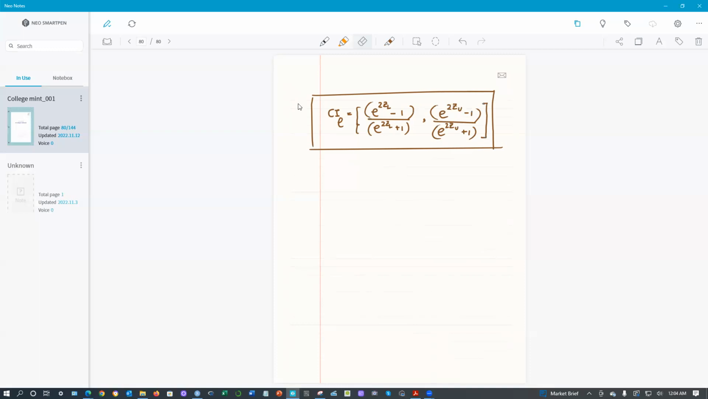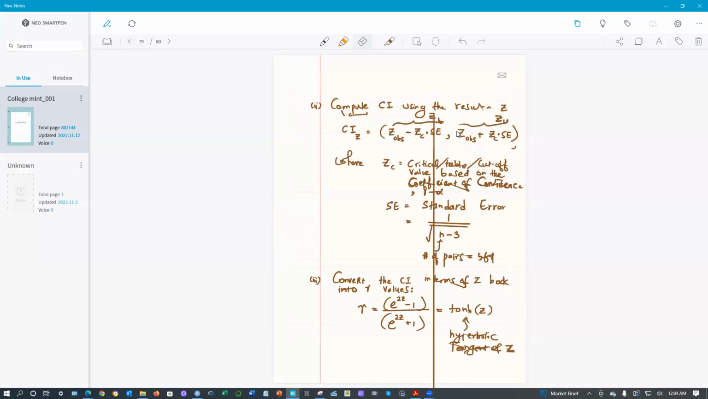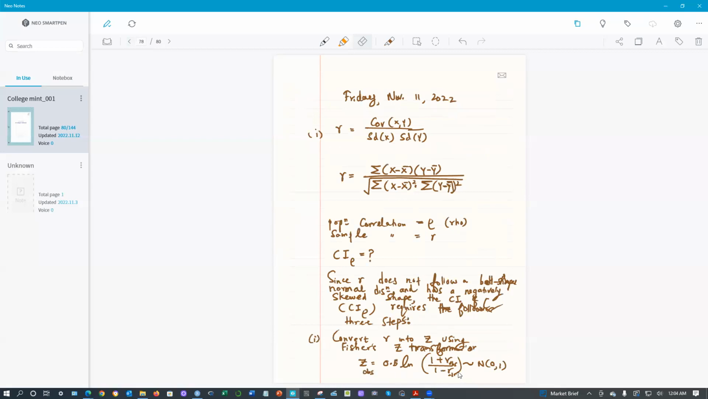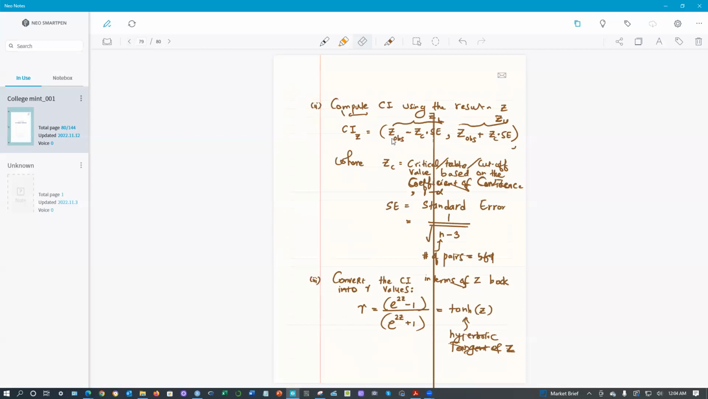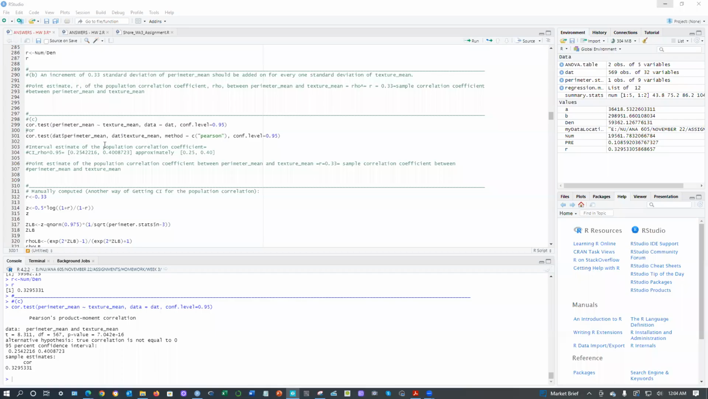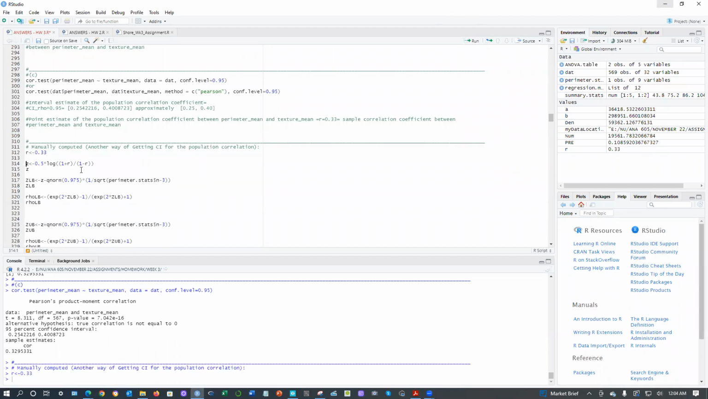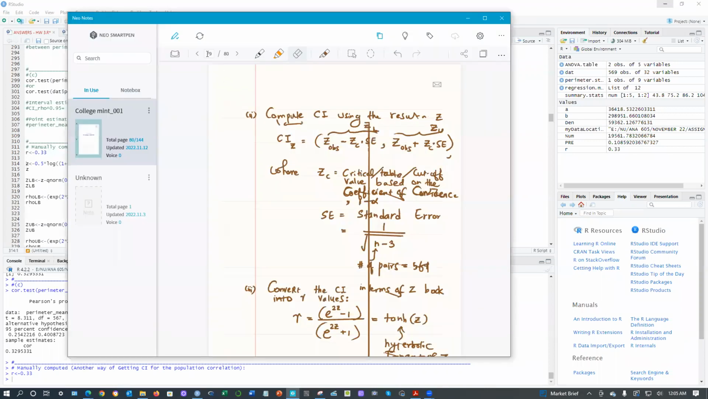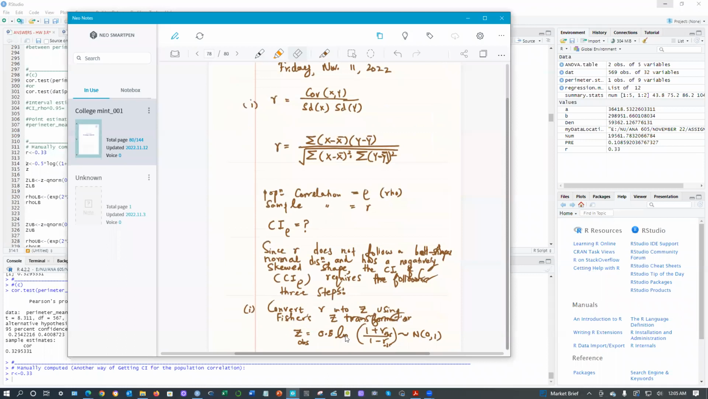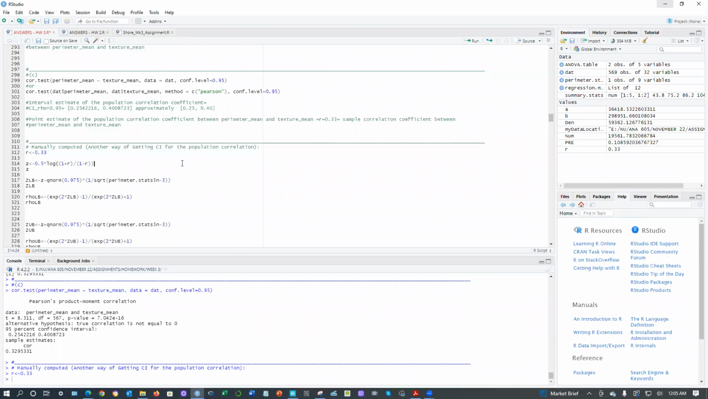So we built up ZL. In order to do that, you first build up R. You use the observed R, plug it into this formula, and build up ZL. That's what we are trying to do. My R is this one, then Z is 0.5 times ln of (1 plus R) divided by (1 minus R). This formula gives me Z.